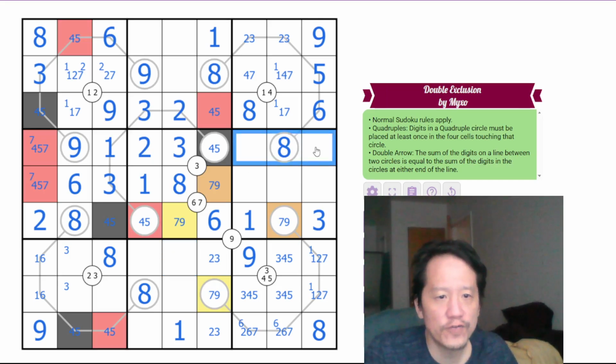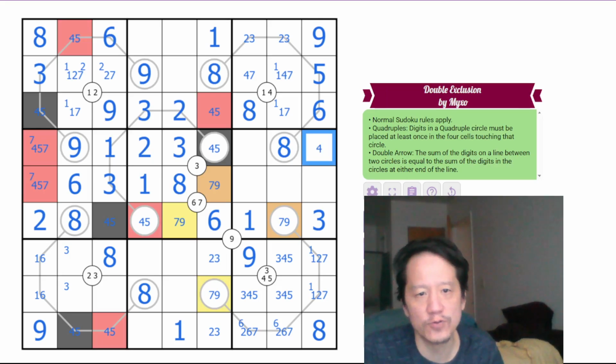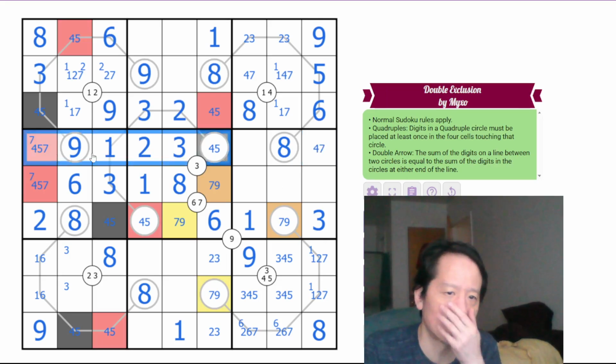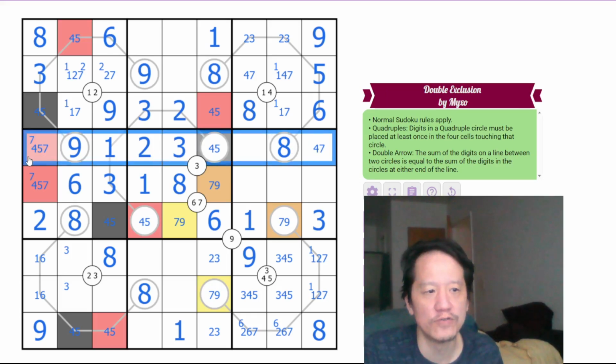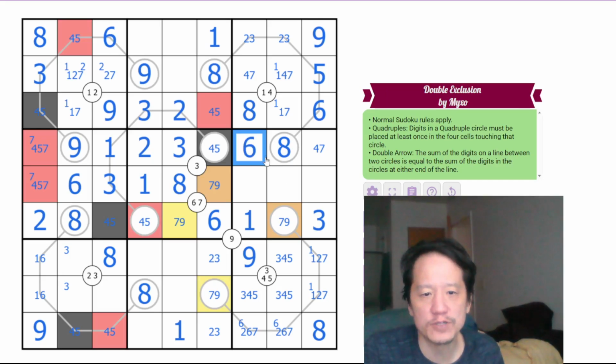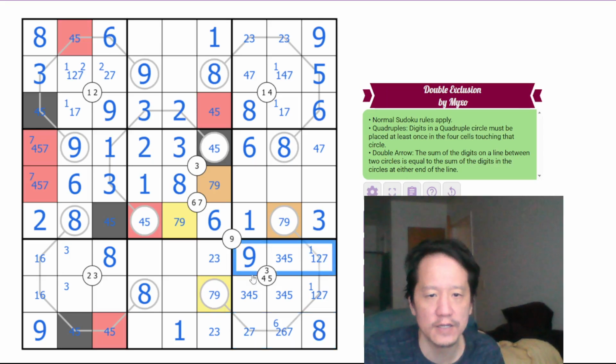We have 4, 5, 6, 7 remaining in row 4. Well, this can't be 5 or 6, so this is 4 or 7. We now have a 4, 5, 7 triplet in row 4, which eliminates 4, 5, and 7 in the rest of the row. Therefore, this must be 6, which means this cannot be 6. Where is the 6 then in this box? It has to be here. So this is 6.